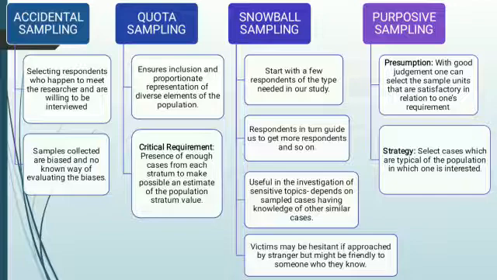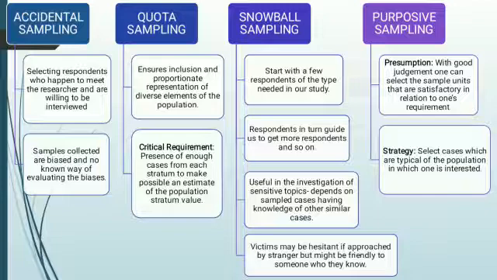Here, purposive sampling is based on the presumption that with good judgment, one can select the sample units that are satisfactory in relation to one's requirement. A common strategy of these sampling techniques is to select cases that are judged to be typical of the population in which one is interested, assuming that errors of judgment in the selection will tend to counterbalance each other.